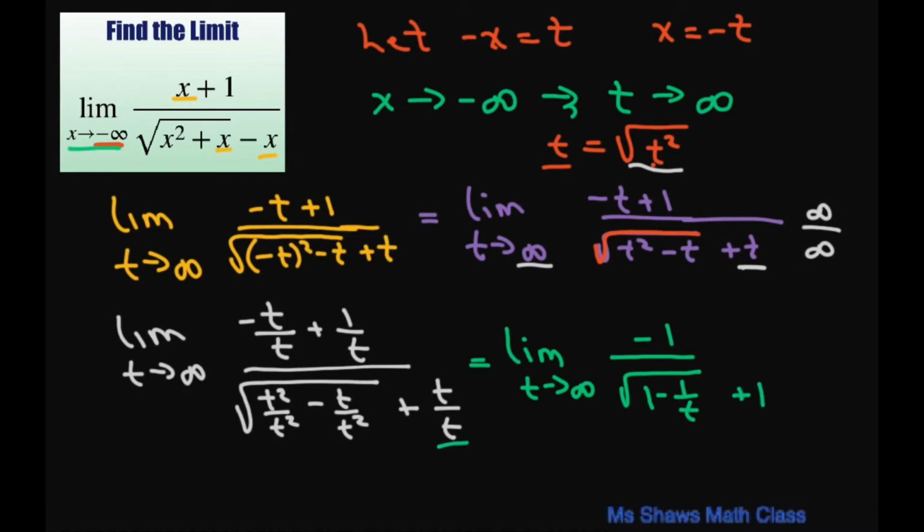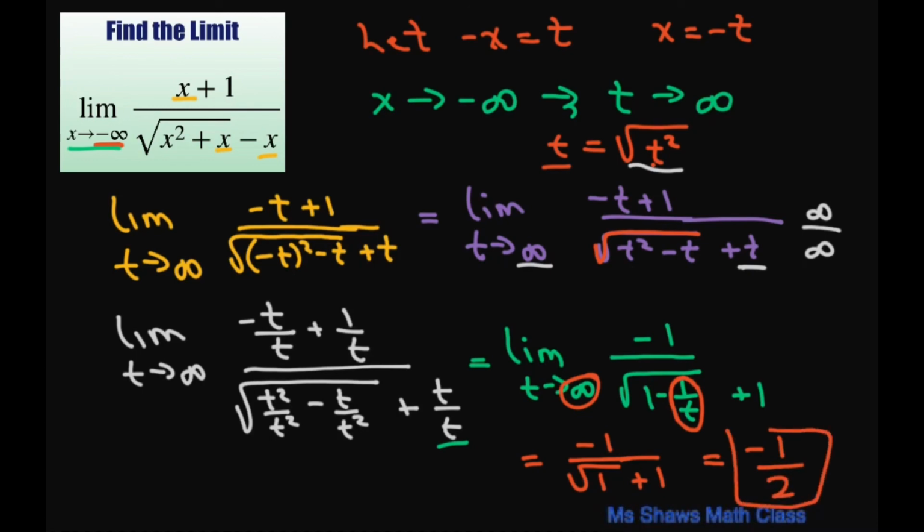All right, from here, let's go ahead and apply our limit. All that means is we have 1 over t here, and this is going to go to 0. So we're going to get negative 1 divided by the square root of 1 minus 0, which is just 1, plus 1. So this is going to equal negative 1 divided by 2. And that is your limit.